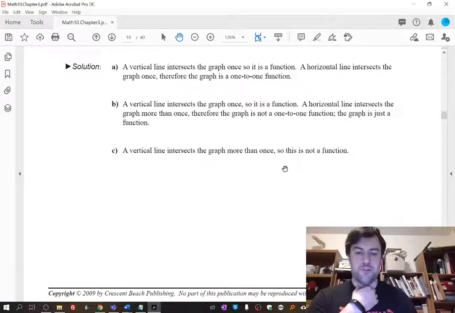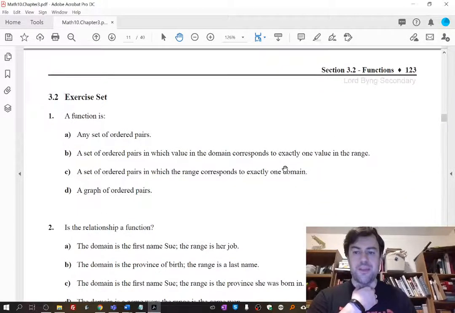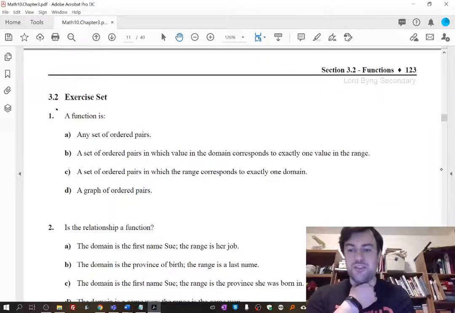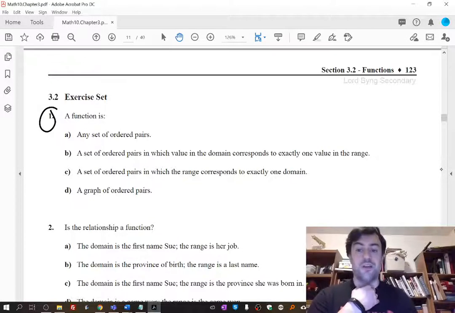I'm going to skip over a few of these things. We'll jump right into it. In exercise question 1, they're just asking you for the definition of a function, and I'll let you look at it.